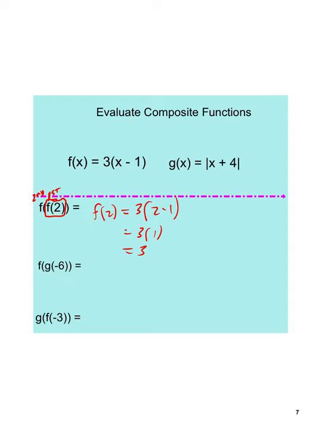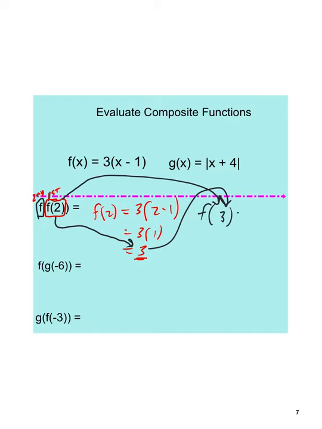So now what that means is the input for the second machine is this answer. Okay, so now I'm going to do this second f, and it's really f of 3. And why is it f of 3? Well, because f of 2 equaled 3. So we're really just replacing the f of 2 with a 3. Okay. So f of 3 here would be 3 times (3 minus 1), which is 3 times 2 or 6. Okay. So our answer here would be 6 for this composite of functions or composite functions.